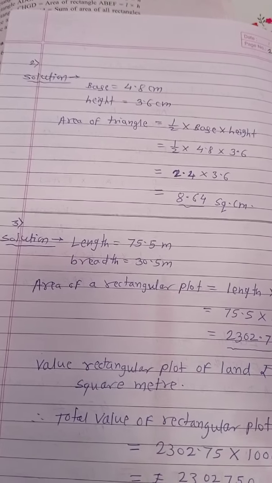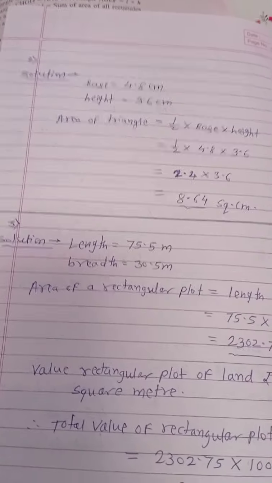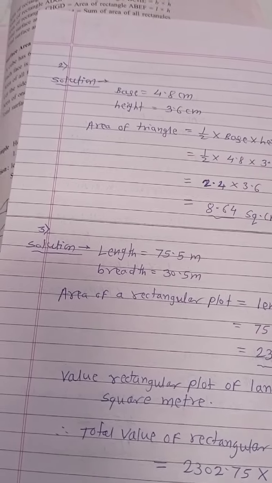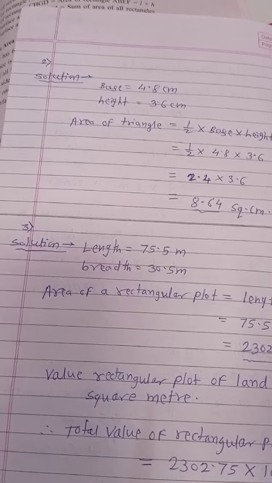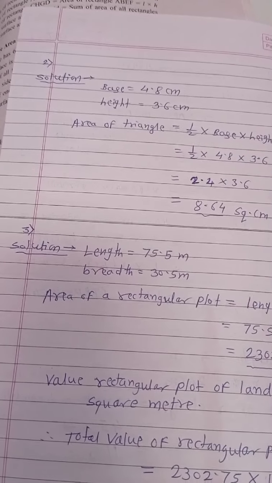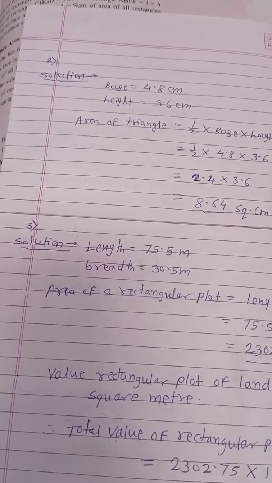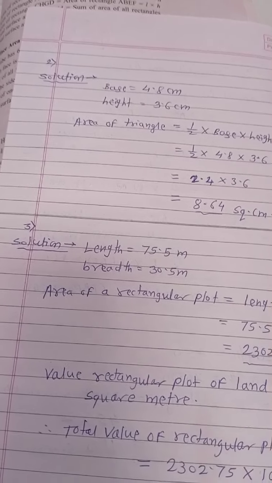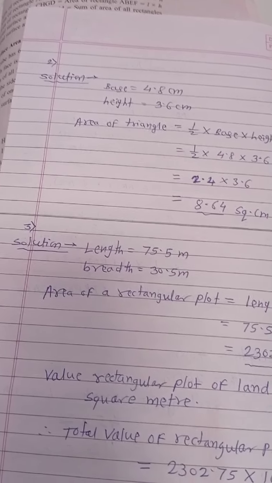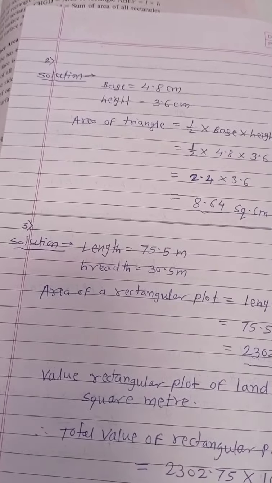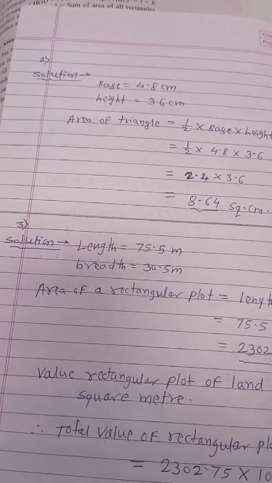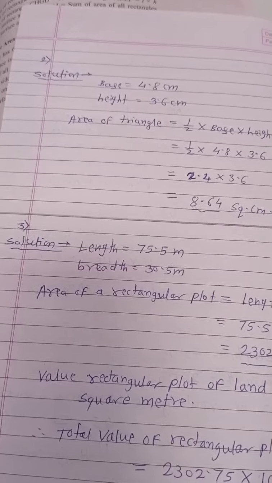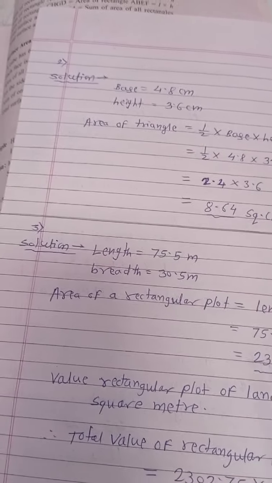Now we'll come to our third question. In the third question, they ask what is the value of a rectangular plot. Here one rectangular plot is there, and its length is given as 75.5 meter, and its breadth is given as 30.5 meter, at the rate of 1000 rupees per square meter. Here you want to find the total cost of that rectangular plot of land. When you want to find the total cost of a rectangular plot of land, first you want to find its area.